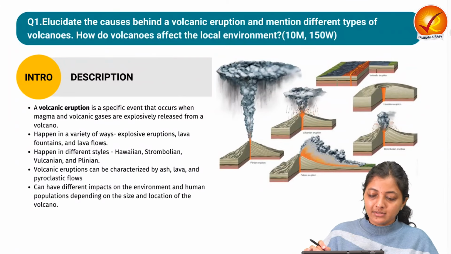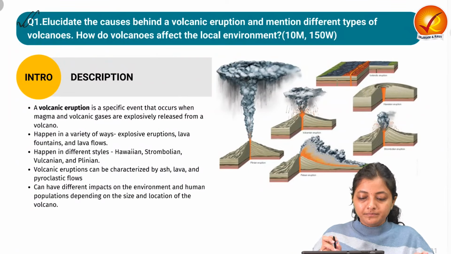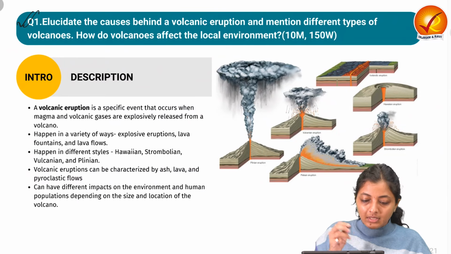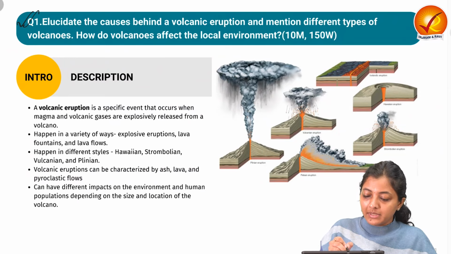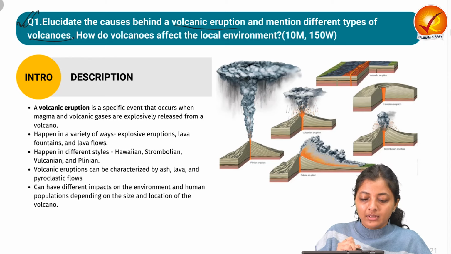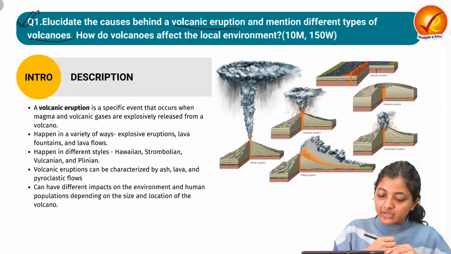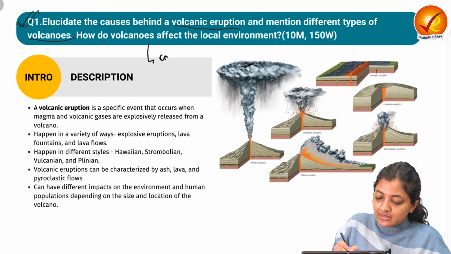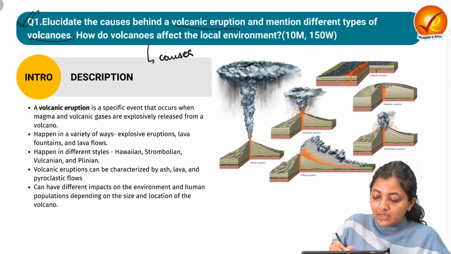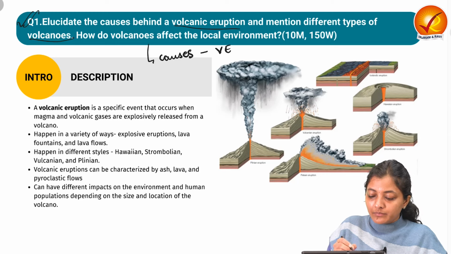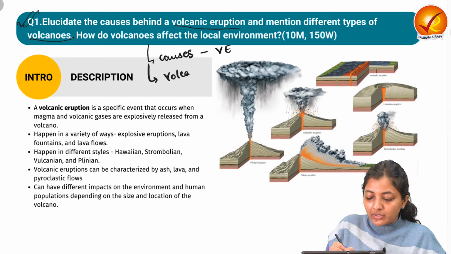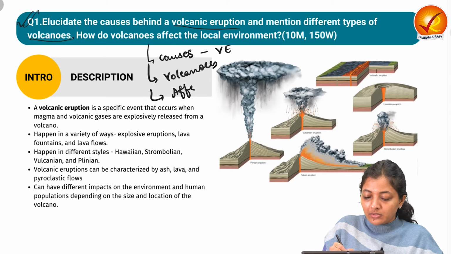The very first question talks about the volcanic eruption. Elucidate the causes behind volcanic eruption and mention different types of volcanoes. How do volcanoes affect the local environment? So there are three parts of the question. The first demand is causes of volcanic eruption, and we need to tell about the different types of volcanoes. Next is effect of volcanoes on local environment.